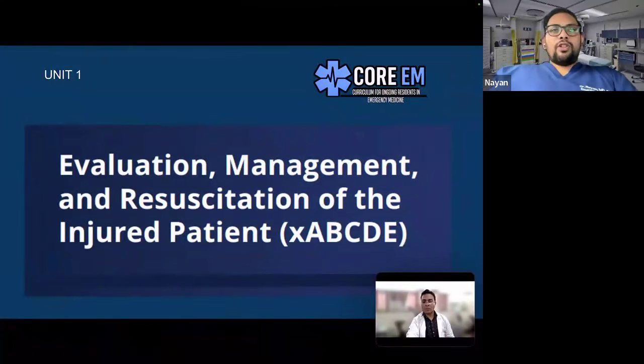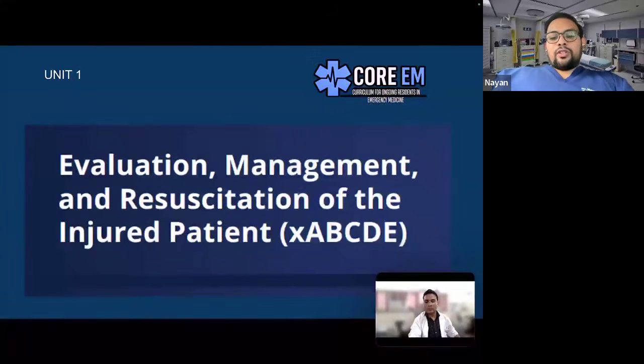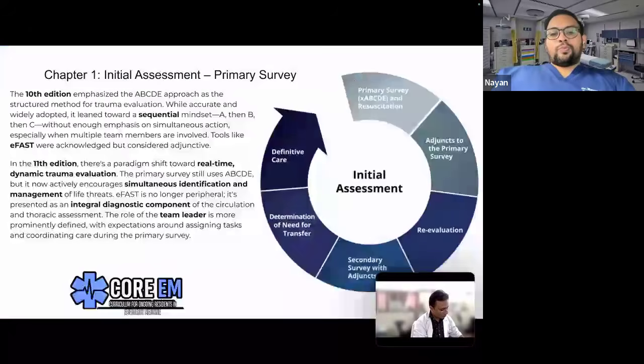So let's begin with thinking about the 10th edition of ATLS. We all remember reading it, and it was very easy to understand, and very well written. But here, the 11th edition is an entirely different thing. It is divided into 3 units. The first unit deals with the entire 10th edition, and it is called Evaluation, Management, and Resuscitation of the Injured Patient. And as you all know, it is XABCDE.